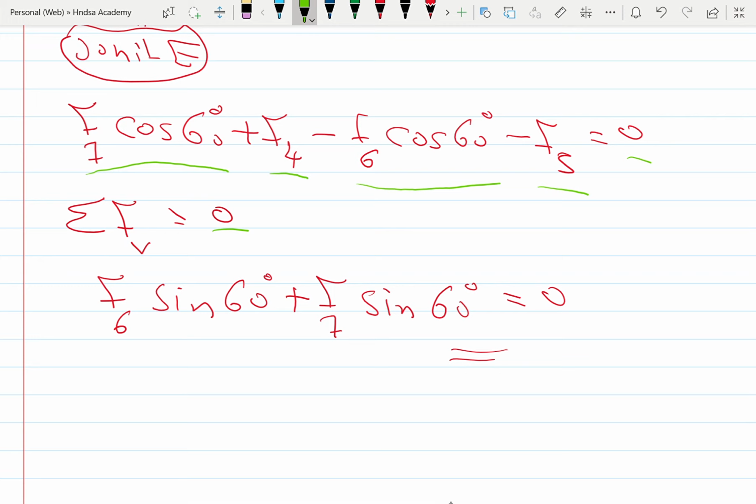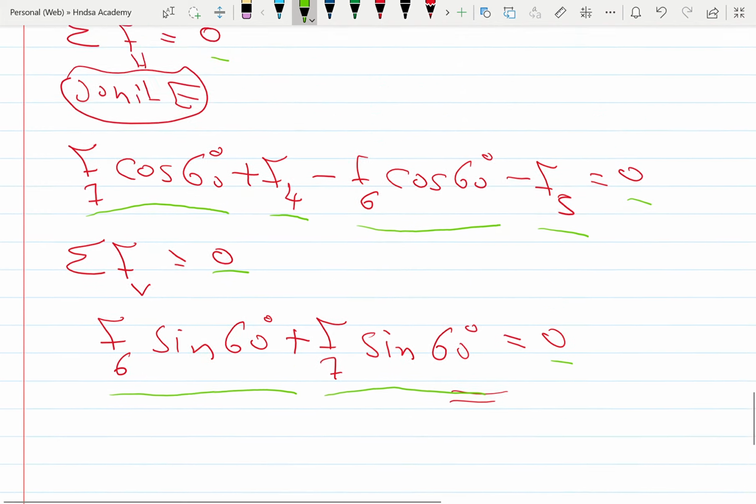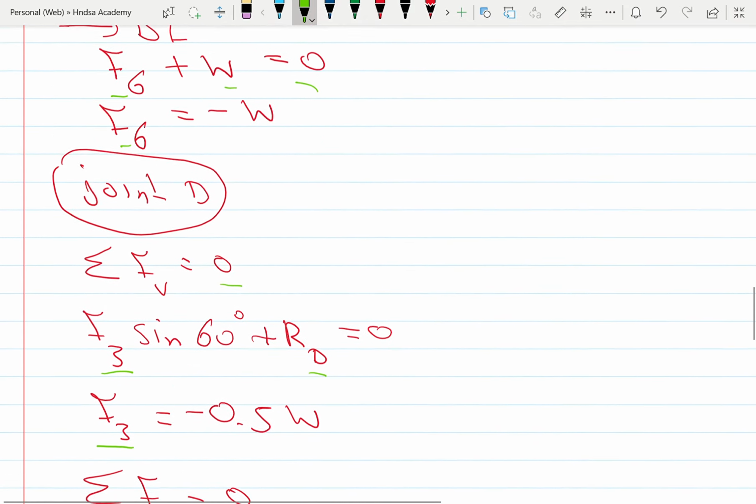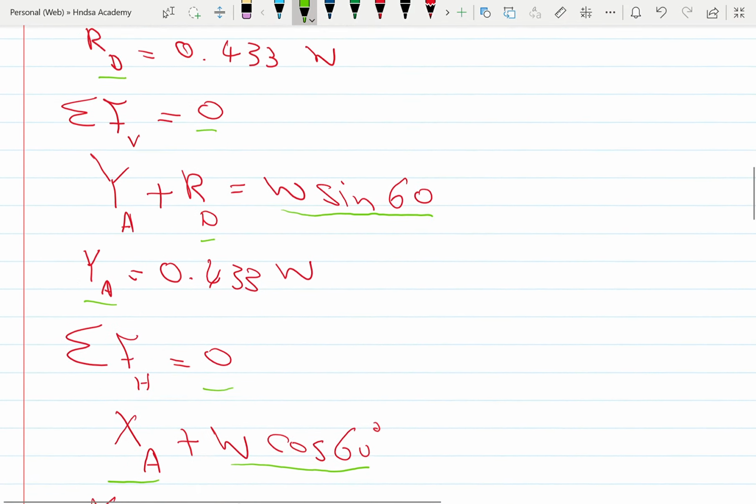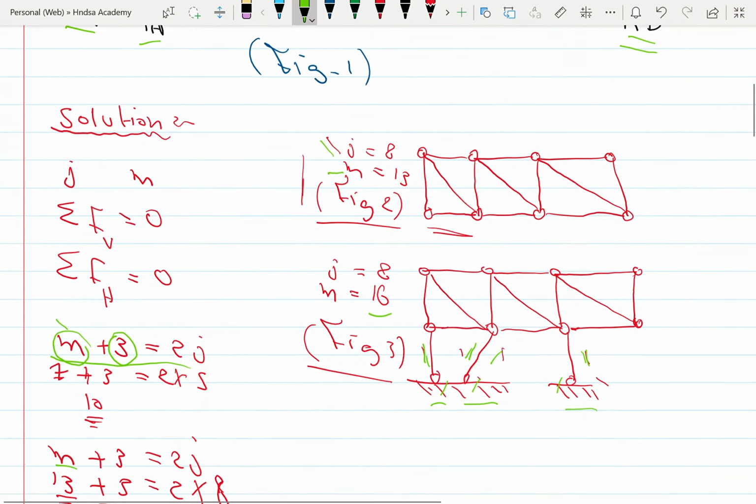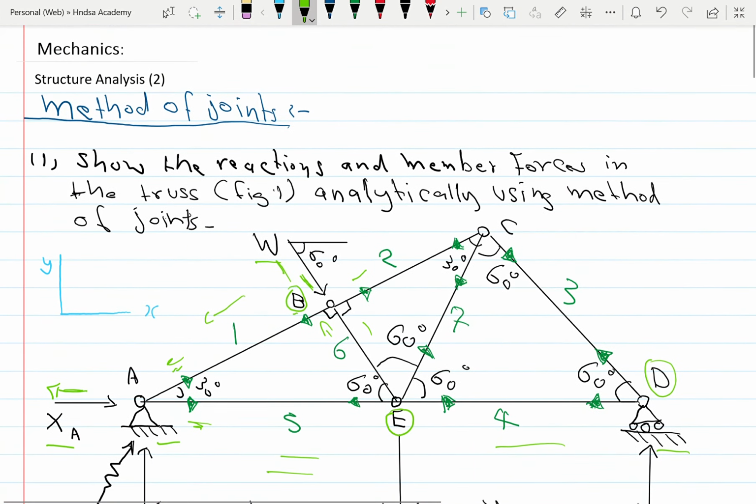Again, force 6 sine 60, which is the vertical component of member 6, plus the vertical component of force 7, which is F7 sine 60, equals 0. Again, if we substitute that, we will find ourselves getting it right. So this is just to check it, the last steps. So this is the way you analyze a structure using the method of joints, analytically.